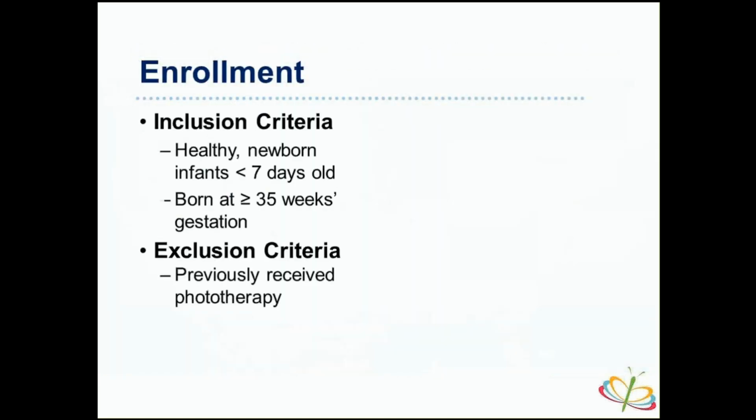Enrollment, our inclusion criteria, which we got from our PICO question: healthy newborns that were less than 7 days of age and had to be greater than or equal to 35 weeks gestation. That's the term, near term category. And the only global exclusion criterion was those that had previously received phototherapy.